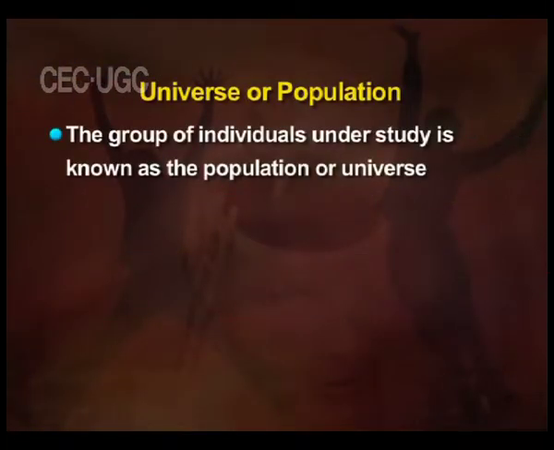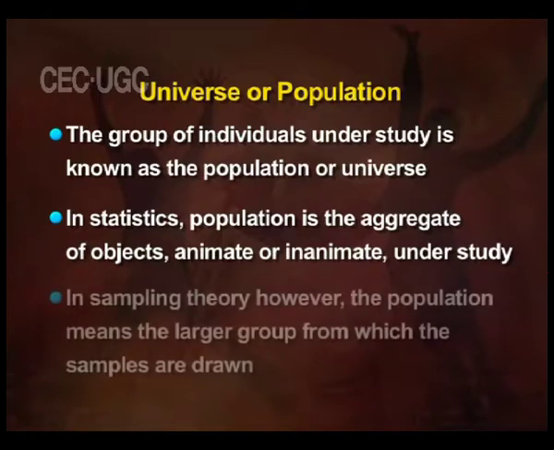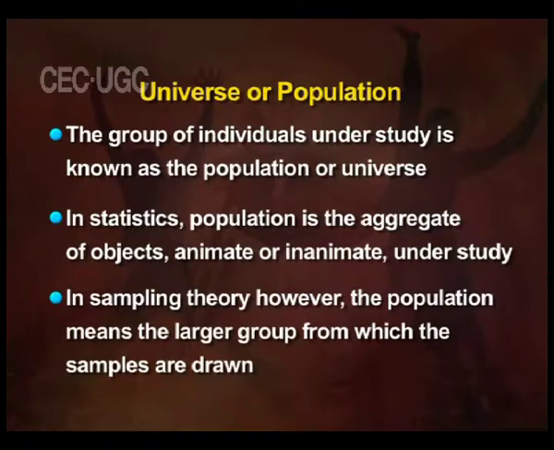The first concept that we are going to examine today is universe or population. The group of individuals under study is known as the population or universe. In statistics, population is the aggregate of objects, animate or inanimate, under study. In sampling theory, however, the population means the larger group from which the samples are drawn.